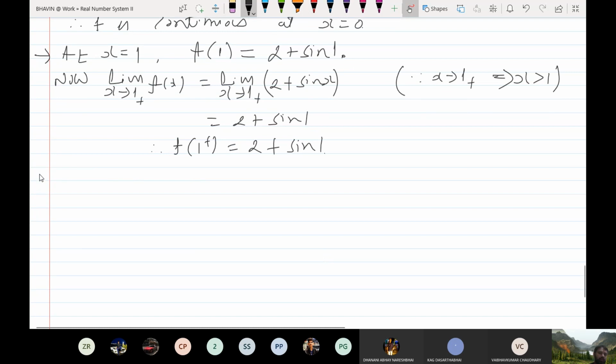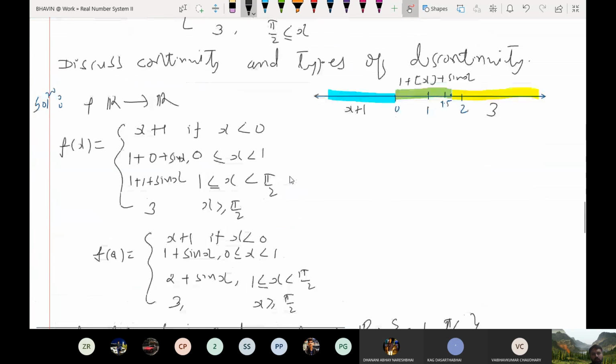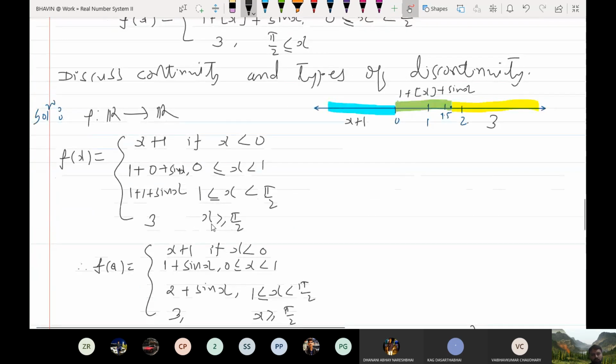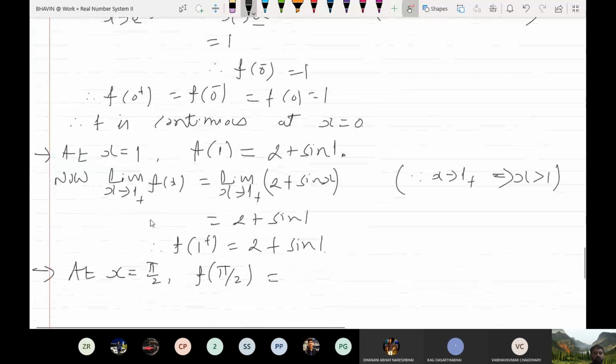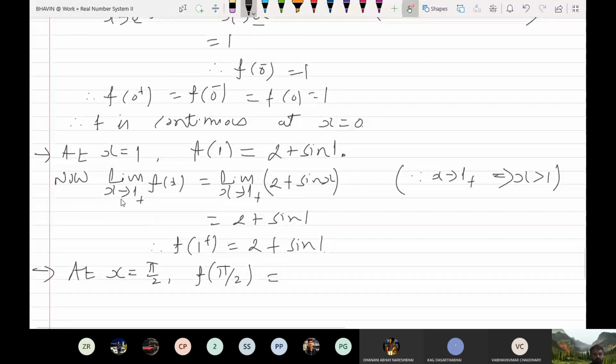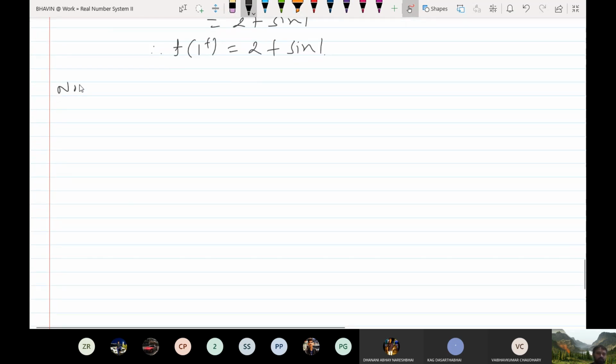Now let me check at the next point, at x equal to pi by 2. What is f of pi by 2? If you put x equal to pi by 2 and the value is 3, sorry, not pi by 2. First let me find out f of 1 minus. What is f of 1 minus? These two are the same. Now f of 1 minus, that is limit x tends to 1 minus f(x).